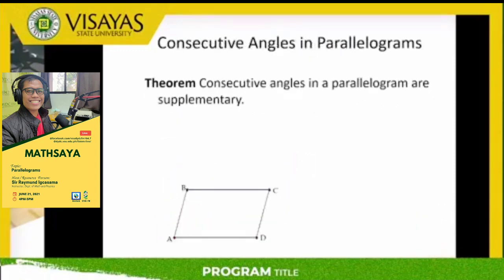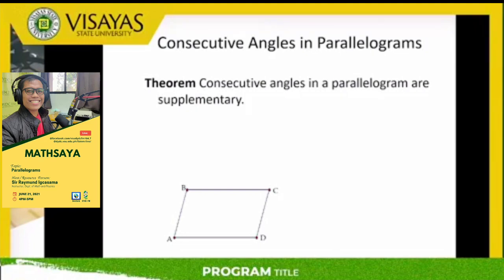And the last basic property of a parallelogram, the theorem that states about the consecutive angles, says that the consecutive angles in a parallelogram are supplementary. Now, if you can still recall what supplementary means, it means that if you add the measures of these two angles, the sum is equal to 180 degrees.